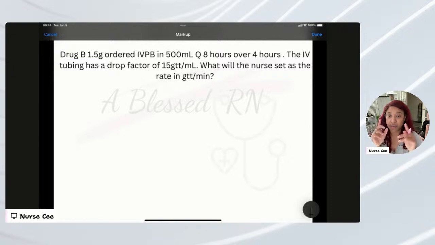All right. So in 500 mLs, so Q means every 8 hours, over 4 hours. The IV tubing has a drop factor of 15 drops per milliliter. What will the nurse say is the rate in drops per minute? Okay. So what is our goal? What are we looking for?